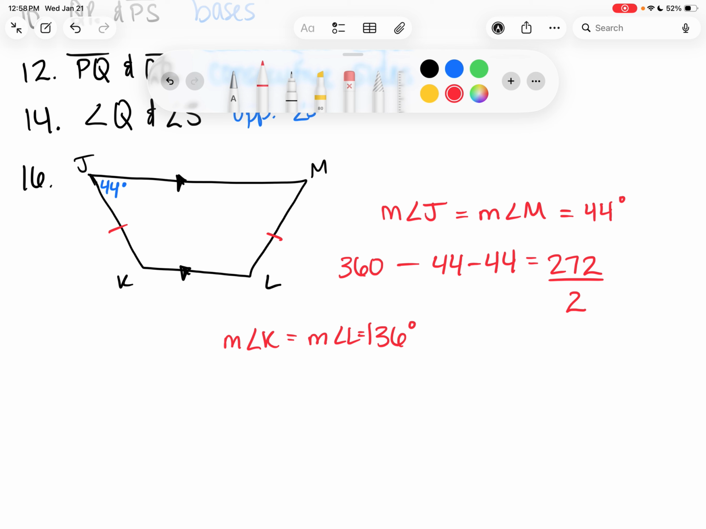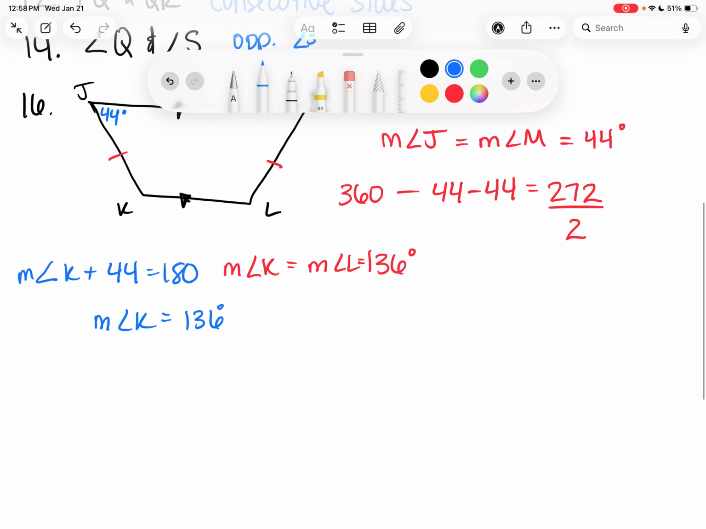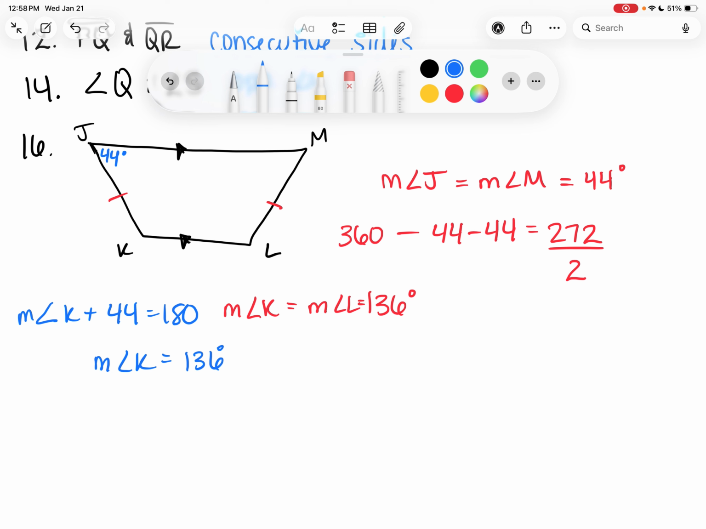Okay, the other way that I could have done it is I could have said, because these are parallel lines cut by a transversal, angle J and angle K add up to 180. So I could have done the measure of angle K plus 44 is equal to 180. And then the measure of angle K is equal to 136 that way. And then you would have just also needed to say that angle L is equal to the same thing. Questions on that one? Or anything so far? Good.